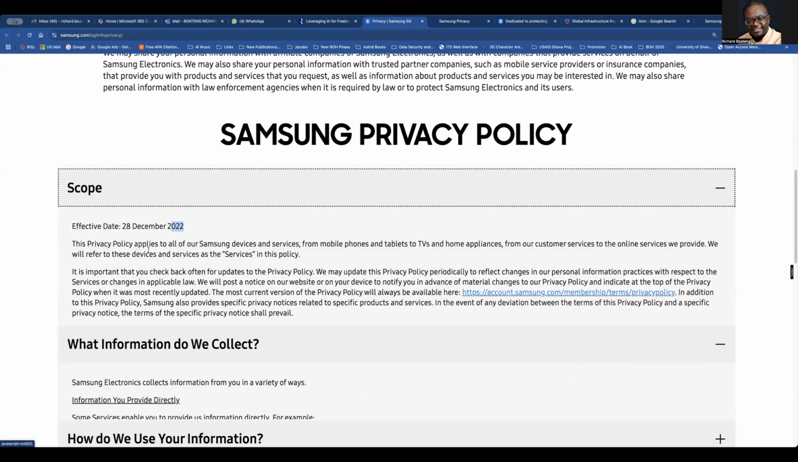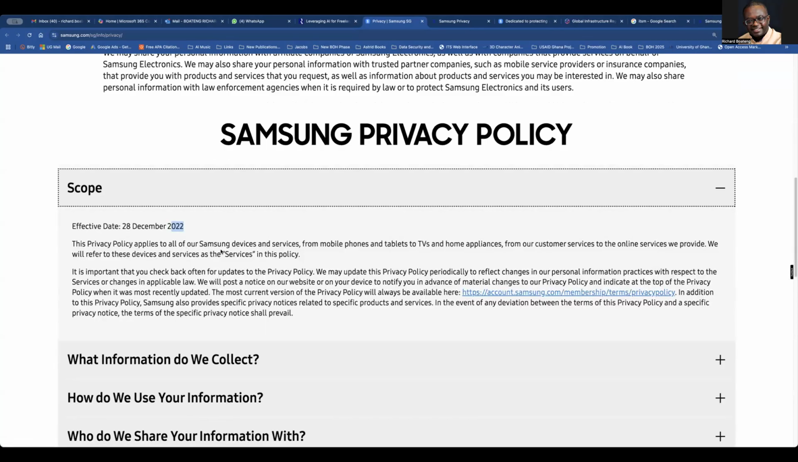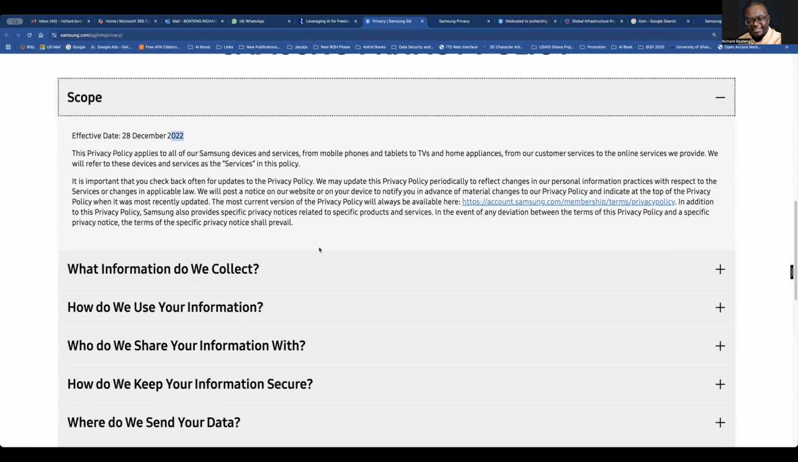The privacy policy applies to the Samsung devices and services, from mobile phones and tablets to home, to TV and home appliances, from customer services to online services we provide.